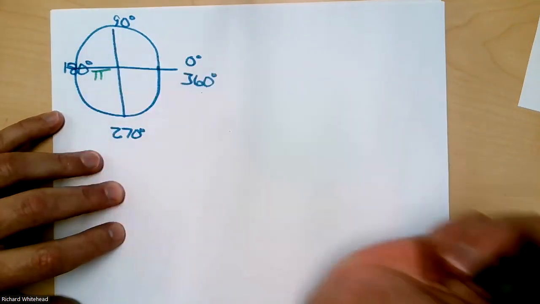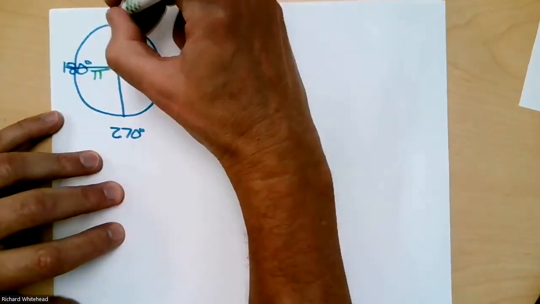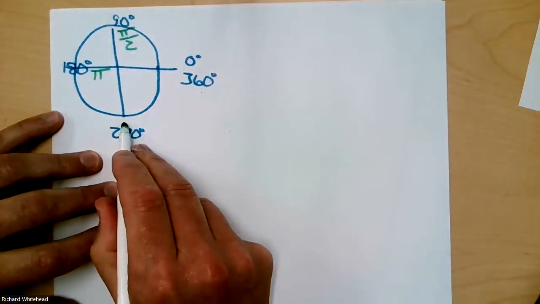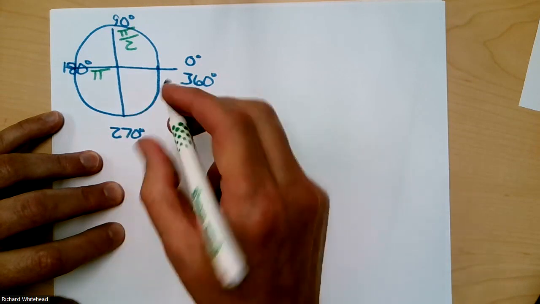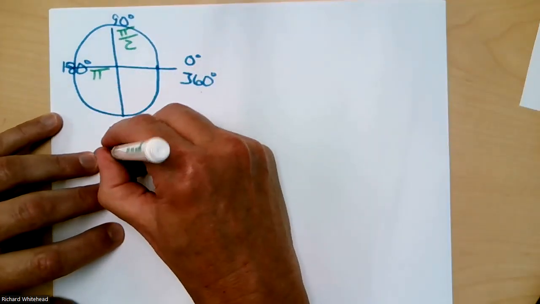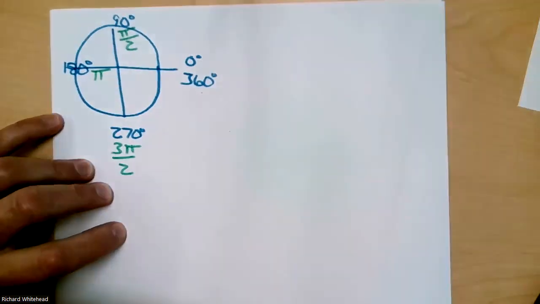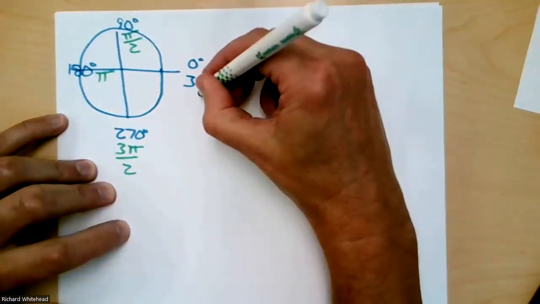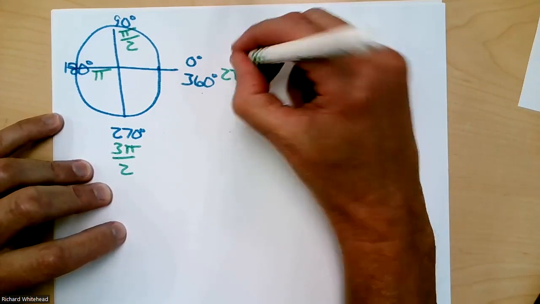90 is a fourth of the circle. So logically, the whole circle is 2 pi, so that'd be pi over 2. 270 is 3/4 of the circle. So 3/4 of 2 pi is 3 pi over 2. So we're kind of thinking, and this guy over here is 2 pi.